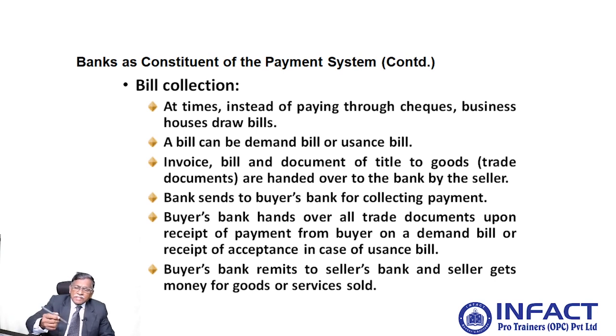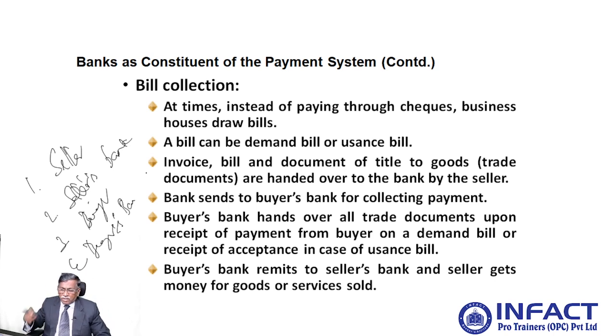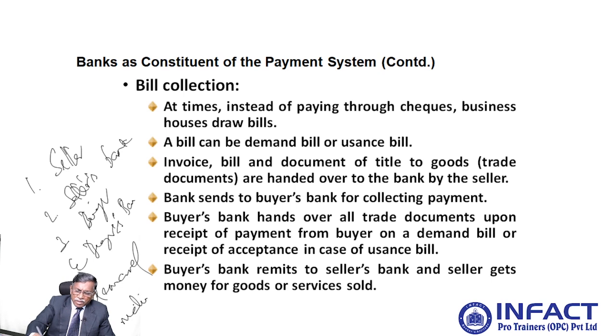There are 4 parties involved in this. One is seller, then seller's bank, then 3 is buyer, then buyer's bank. Okay. And the payment can happen either on demand or on maturity. Okay. So this is the way bills are being collected.